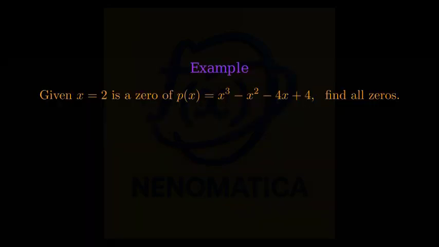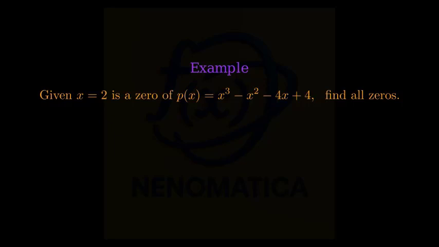In this lesson, we will find all zeros of the polynomial p of x equals x cubed minus x squared minus 4x plus 4, given that x equals 2 is already known to be a zero. We'll follow a clean, visual, step-by-step approach using the factor theorem, synthetic division, and simple factoring. Example, given x equals 2 is a zero of p of x, find all zeros. We'll mark our steps clearly on screen.